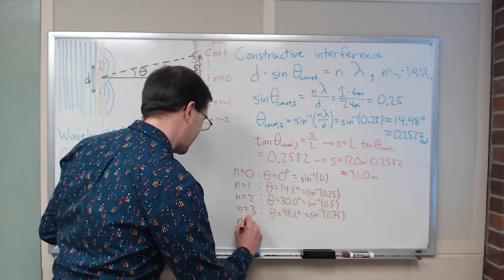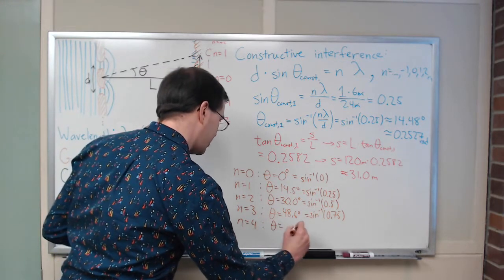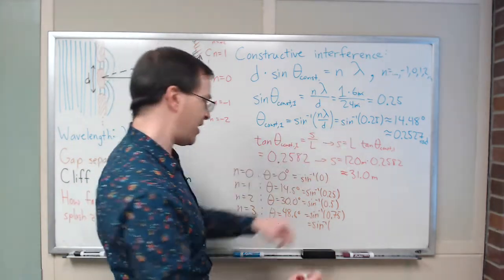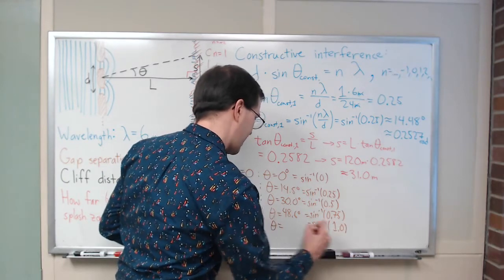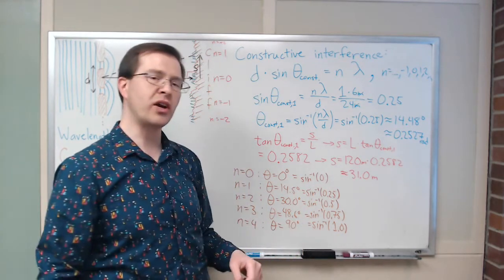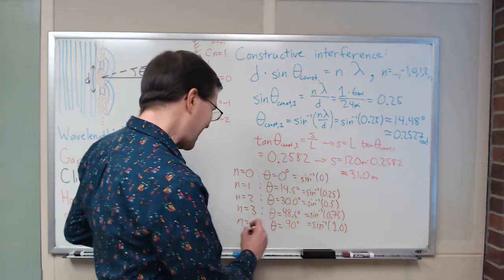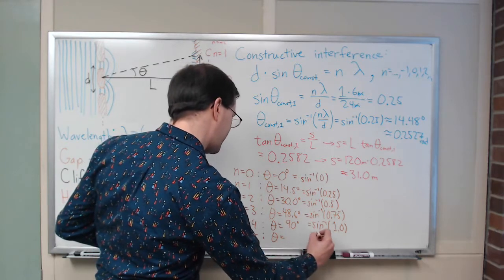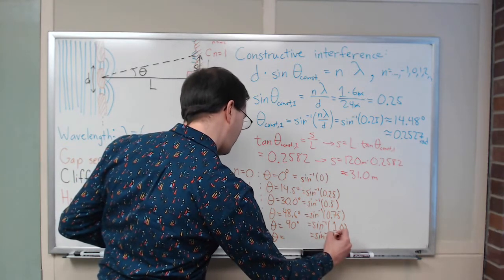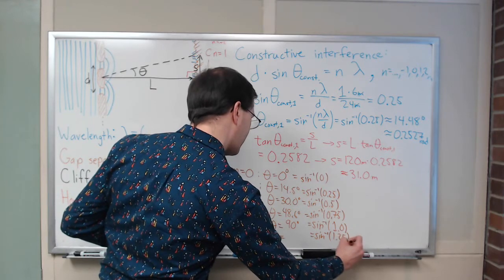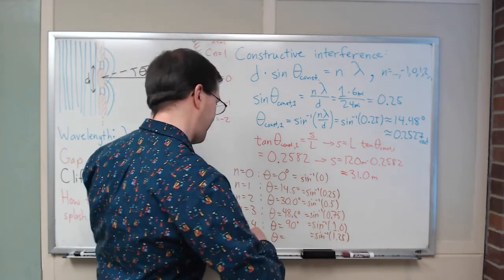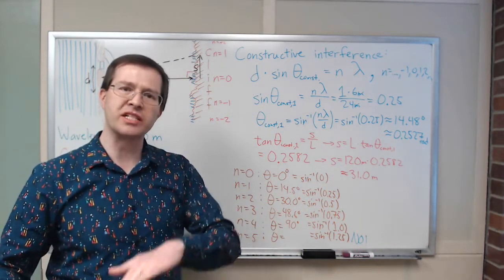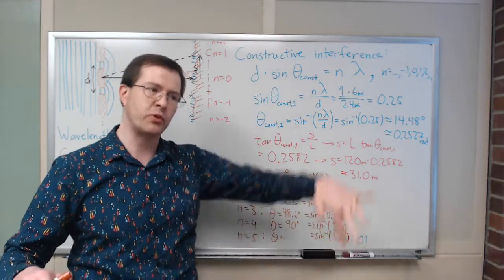I can keep going. N equals 4. Theta equals the inverse sine of 4 times 0.25, which is 1. And that is 90 degrees. Okay, that's interesting. And then n equals 5 would be the inverse sine of 1.25. And that doesn't exist. That's not allowed. Because the sine function goes as high as 1 and as low as -1.